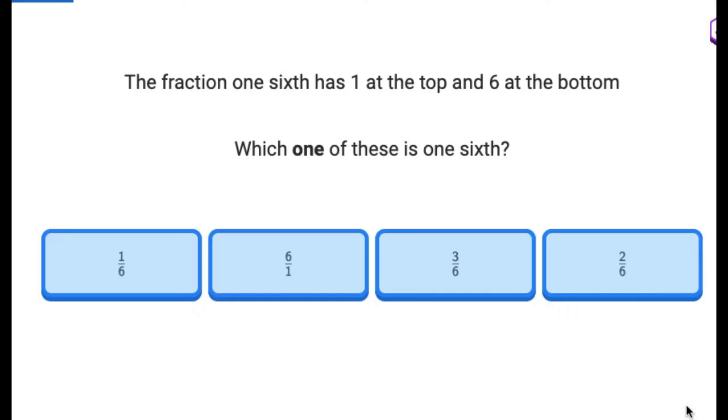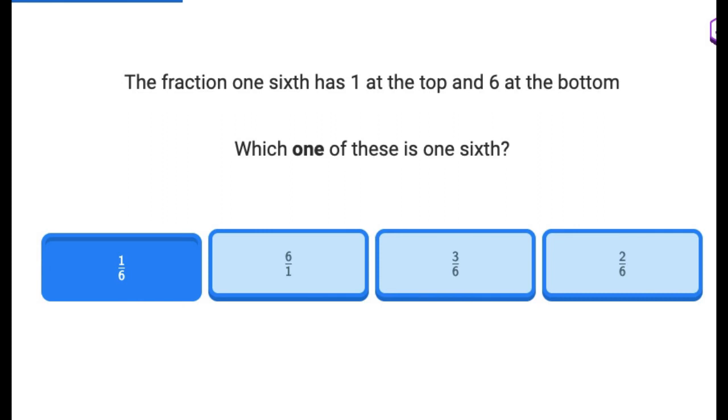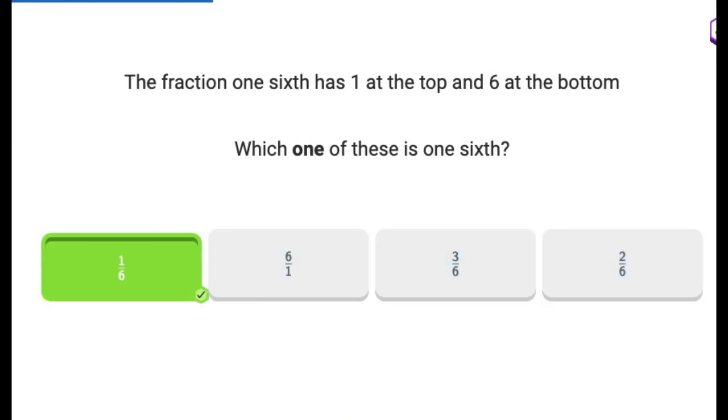Fraction 1/6 has 1 at the top and 6 at the bottom. Which one of these is 1/6? So 6 at the bottom and 1 at the top. So this means 1/6. 1, the numerator, goes up. Yeah, that means 1 part is taken out of 6 parts, the denominator. Let's submit it.